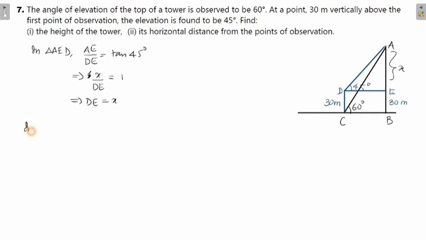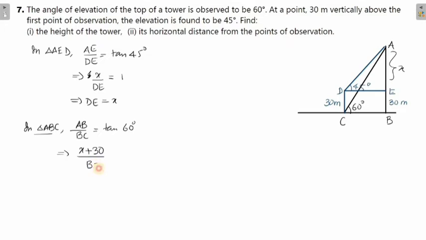Now let's look at triangle ABC. We'll make use of the same thing, that is AB by BC. So we have AB by BC is equal to tan theta, that is 60 degree. Now AB, how much is AB? Can I write AB as x plus 30, because till here it is x and from here to here is 30, so it's going to be x plus 30 by BC. BC is how much?